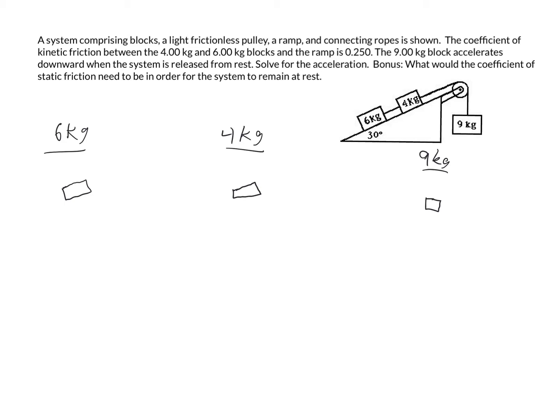And we're told that the 9 kilogram block accelerates down, while the 4 and 6 kilogram blocks will accelerate up the ramp. And we're asked to find that acceleration. So it's interesting because we really don't know much. All we know are the masses and the coefficient of friction between the ramp and the 6 and 4 kilogram block, and that's it. So there's two ways to go about solving this.